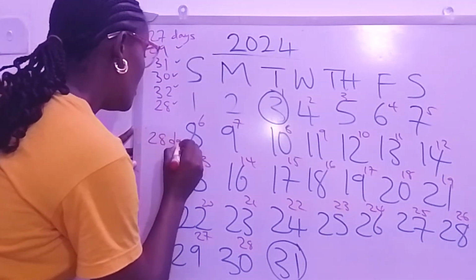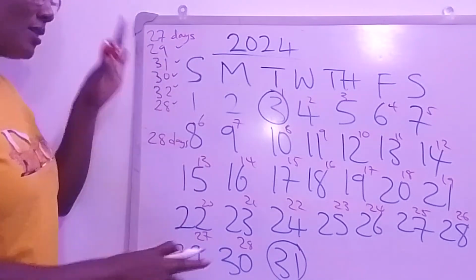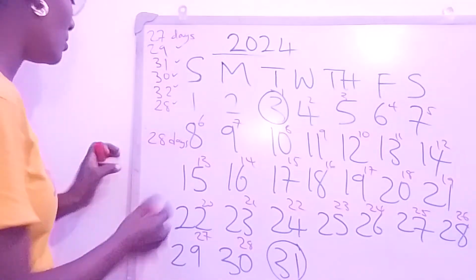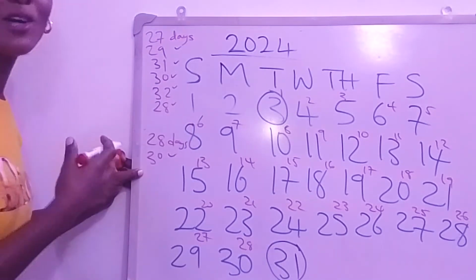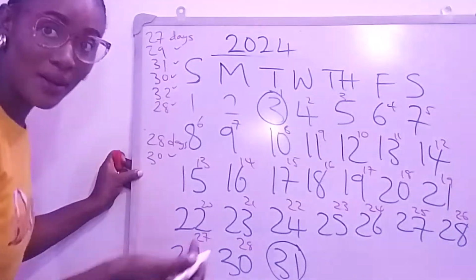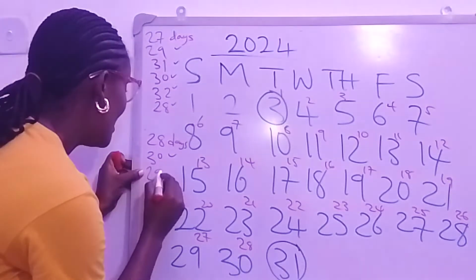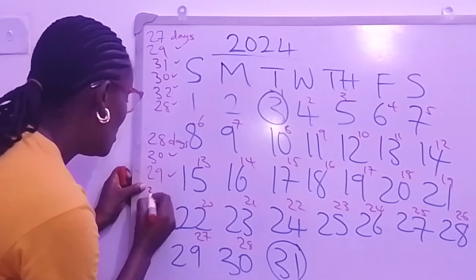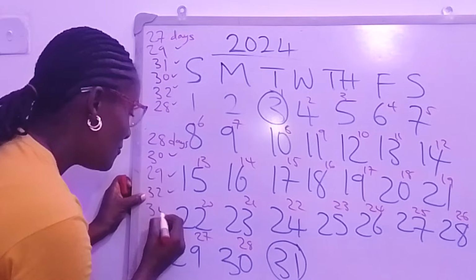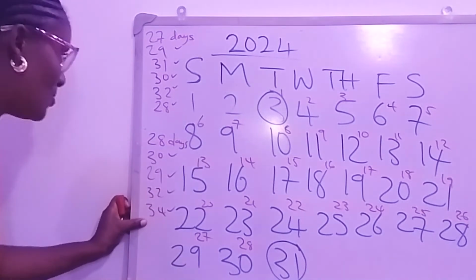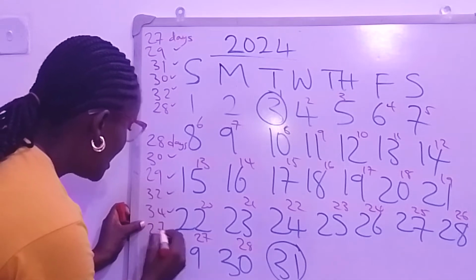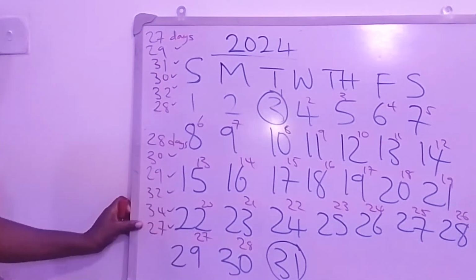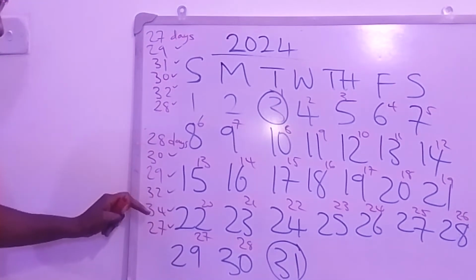The next one, you calculated the same way and you got 30 days. The next month or the next cycle, you got 29 days. Next one, 32. Next one, 34 days. The next one, you got a 27 days menstrual cycle. Okay?